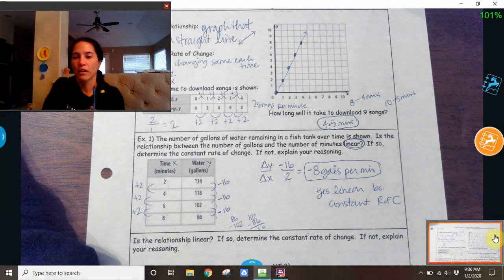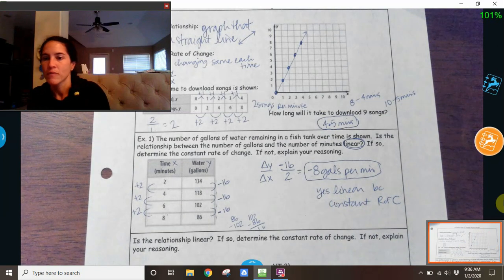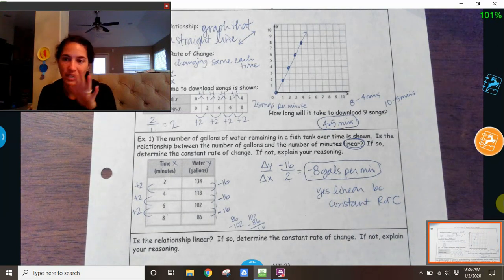I don't know how to get rid of this box right here, so sorry if y'all can see that box. I'm not sure what I did to get that box, so we'll just ignore it.